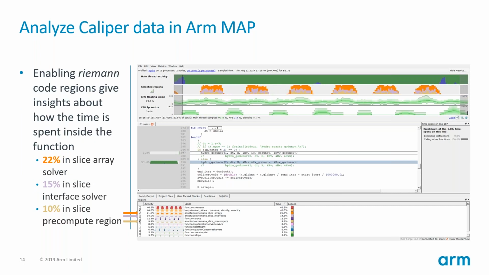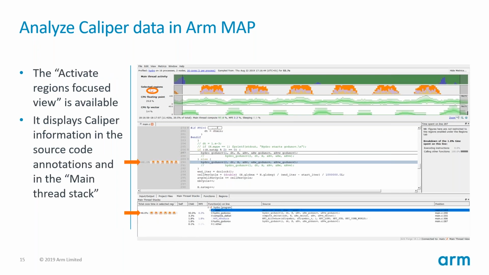Selecting the code regions inside the Riemann function provides more insight. We understand how the time is split between the various steps inside this function: pre-computing, resolving interfaces, and running the main solver. Activating the regions-focused view makes the analysis of the source code easier by displaying Caliper information for the corresponding lines of code.